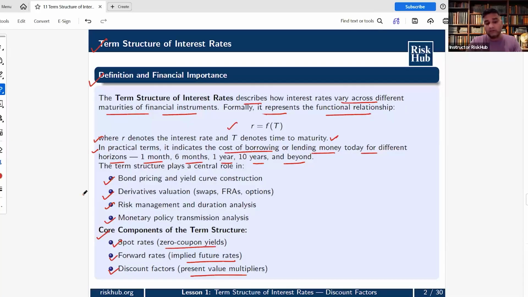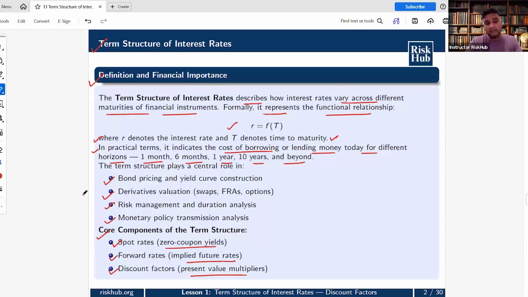The terms are: spot rate, which is the zero coupon yield, the single rate earned on money lent today and repaid once in full at maturity T, right? No intermediate payments. Forward rate is the rate agreed today for lending over a future period, such as year one to year two. Discount factor is the present value today of 1 unit of currency paid at T.